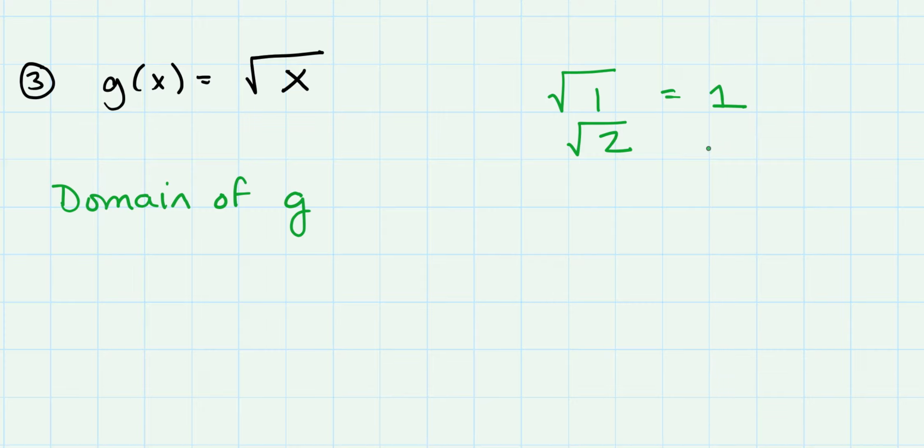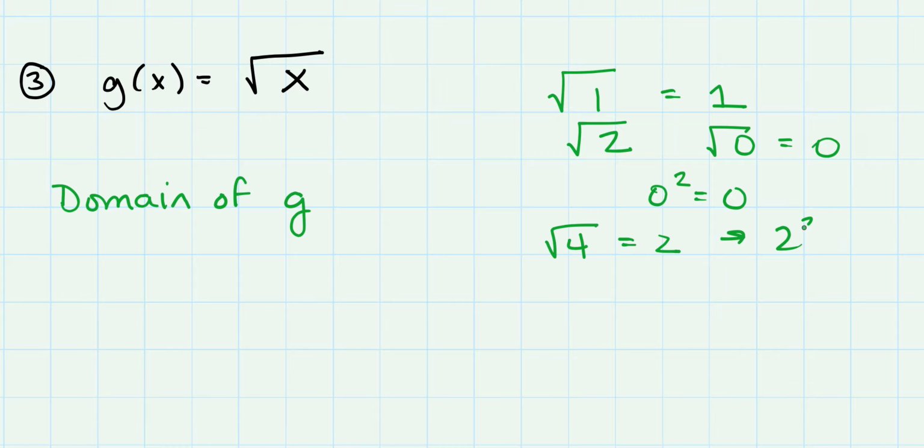Can you take the square root of 0? The answer is yes, because remember what a square root is. It tells you the number that when you square it, you get 0. So 0 squared is 0. Again, like 4, the square root of 4 is 2. That means 2 squared is 4. So when I'm taking the square root, that means I'm looking for the number that when I square it, I get 0. And 0 happens to be that number. Can I take a square root of a negative number?